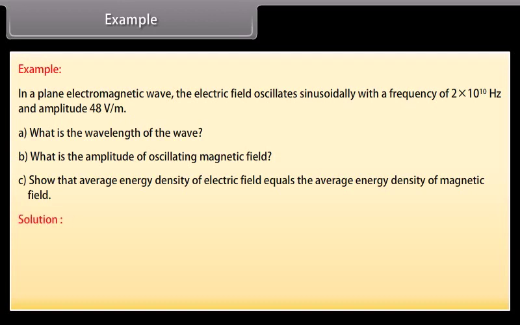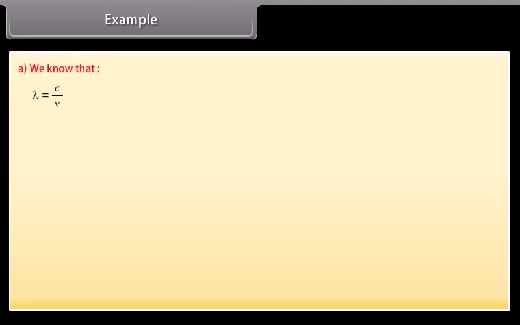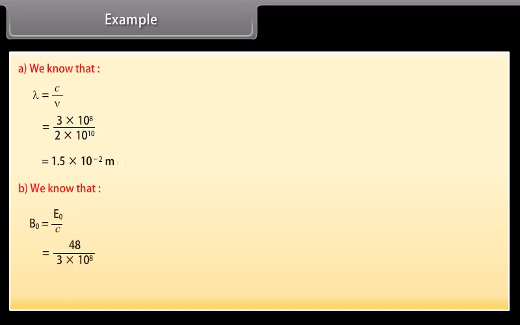Let's see the solution. Given values are nu equal to 2 × 10^10 Hz, E0 equals 48 volt per meter. We know that lambda is equal to c upon nu. By putting in and calculating the values, we get the wavelength of the wave, which is equal to 1.5 × 10^-2 meter. We know that B0 is equal to E0 upon c. By putting in and calculating the values, we get the amplitude of the magnetic field, which is equal to 1.6 × 10^-7 Tesla.